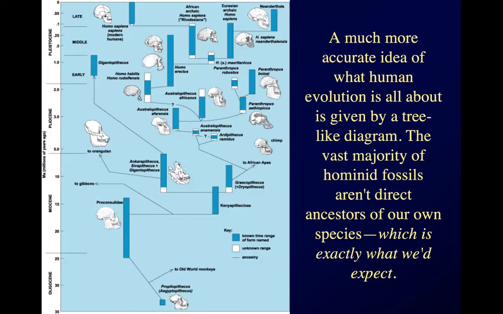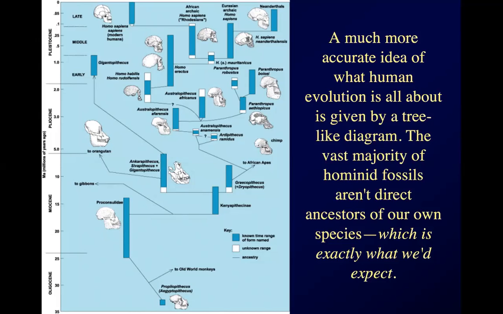What I want to show is that the way we think about human evolution is a branching diagram. Evolution makes trees. And just like most of the people in that church basement in Iowa Falls were related to me, but not my direct ancestors, most of the fossils that we dig up of human relatives are related to you, but not your direct ancestors. And that's exactly what we would expect. That's fundamentally the way that evolution works.